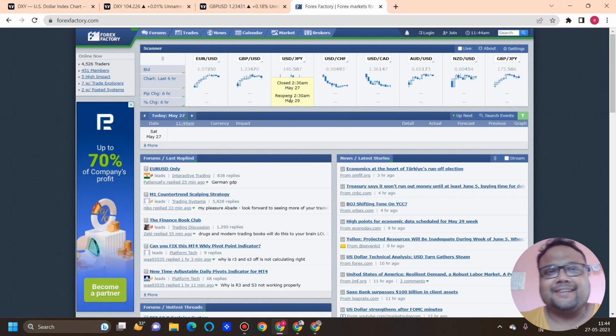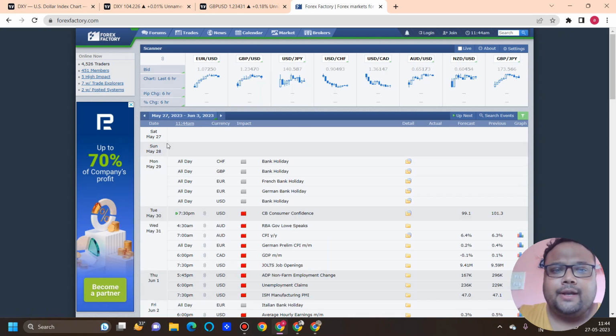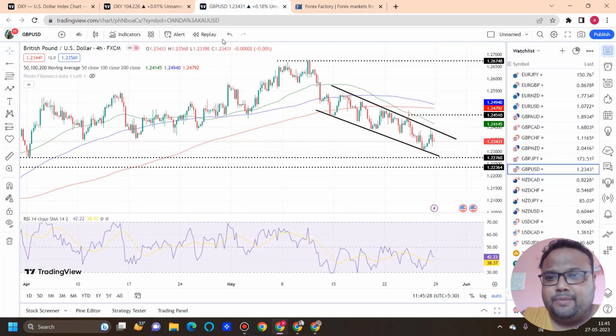So let's get started. My dear friends, on Monday there will not be much volatility. We can expect a silent market because of bank holidays. You can go to any economic calendar and watch the events. So let's look at the chart of GBPUSD.